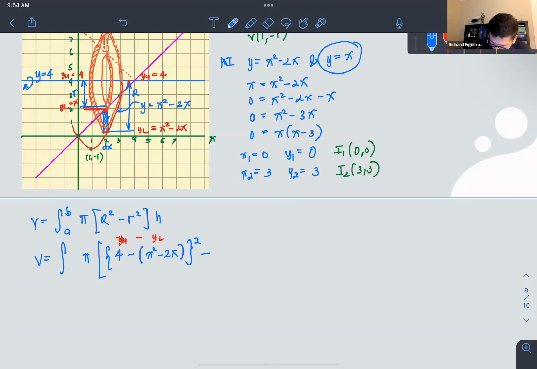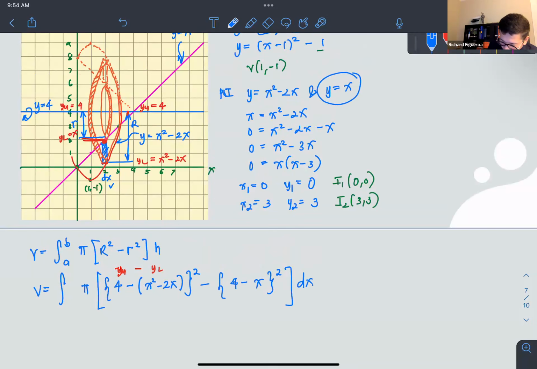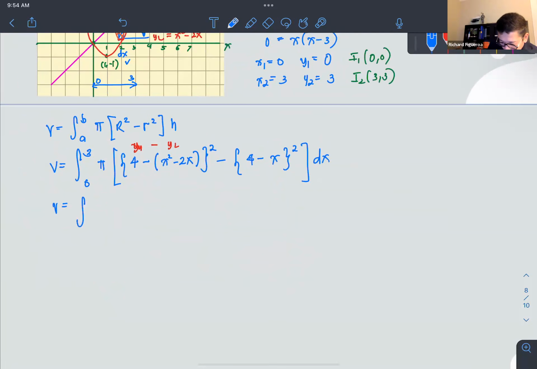And then minus, so y upper for the inner radius, which is 4, and y lower, which is x, then raised to 2. So our height is dx. So therefore, our concern there would be the boundary or the point of intersection for the x values. So that is from 0 to 3. So we simplify it now. So v then will be from 0 to 3.